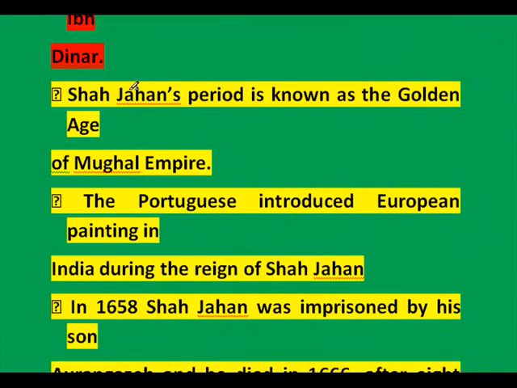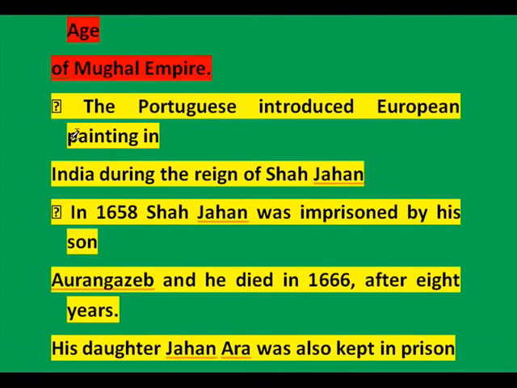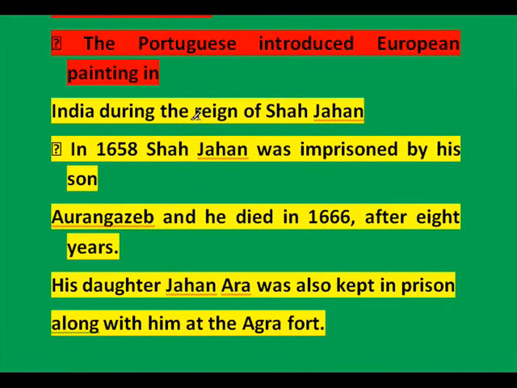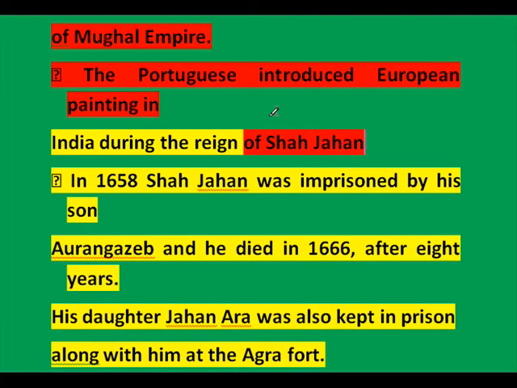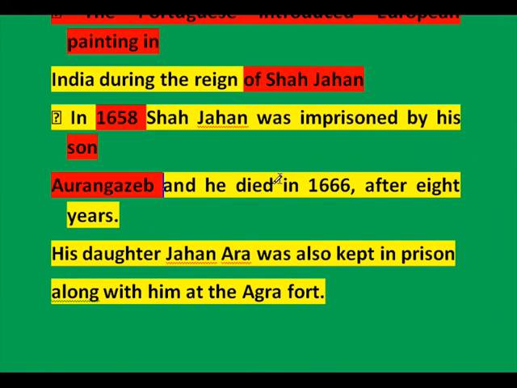Shahjahan's period is known as the Golden Age of the Mughal Empire. The Portuguese introduced European paintings in India during the reign of Shahjahan. In 1658, Shahjahan was imprisoned by his son Aurangzeb, and he died in 1666, after 8 years.